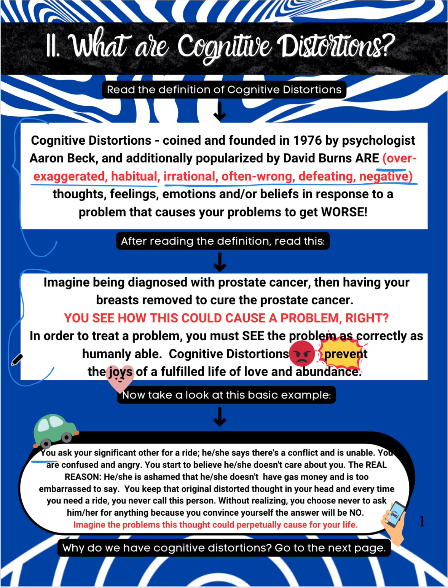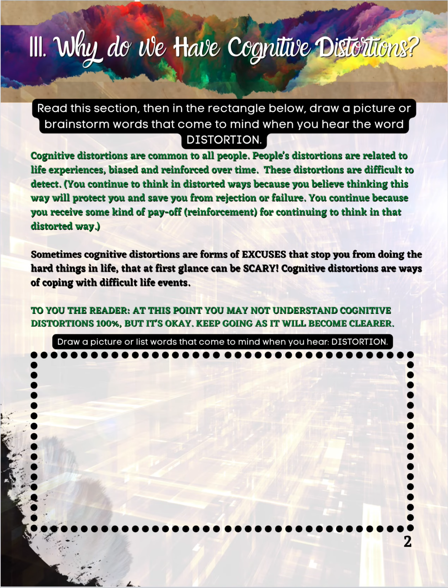Now let's talk about why we have the distortions. We'll just do one more page and then we'll save the first distortion for our next video. Okay, so why do we have cognitive distortions? Let's read this section. The directions, right, is in black. It says, read this section, okay? Then, that's this section right here. Then in the rectangle below, that's this rectangle, right? You're going to draw a picture or brainstorm words that come to mind when you hear the word distortion.